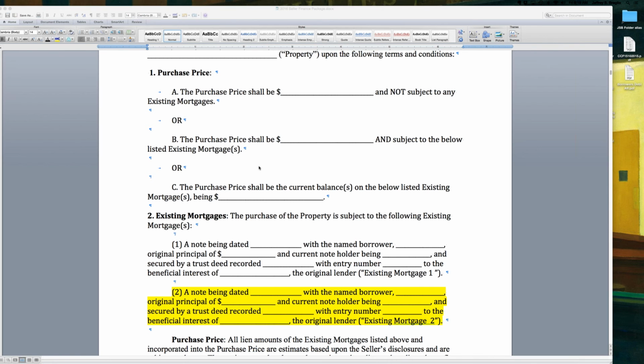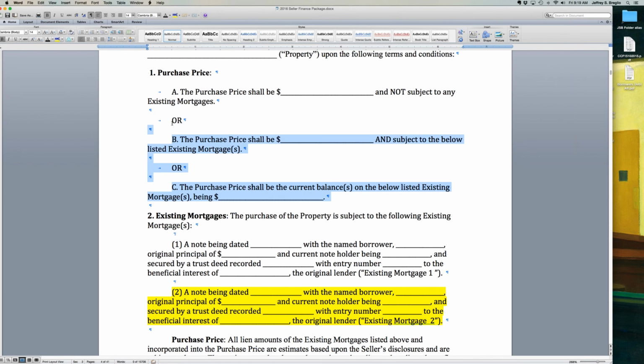Okay. So that kind of helps you, and if you just need that first one, you can go ahead and delete the next two. That's fine because you're doing this as a true seller financing or as a wrap or as a true subject to. But that'll help you kind of lock down the type of deal you're doing.